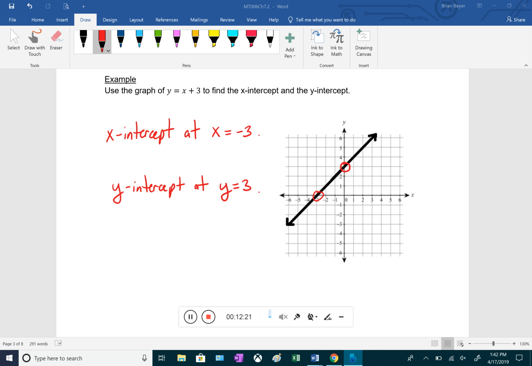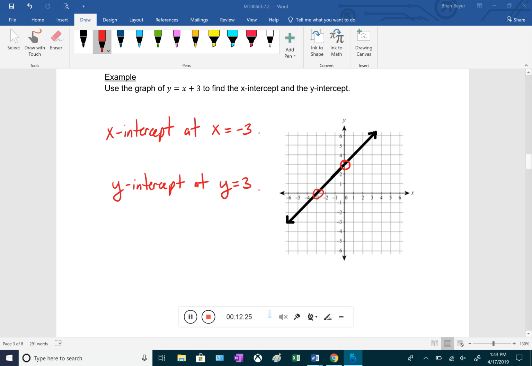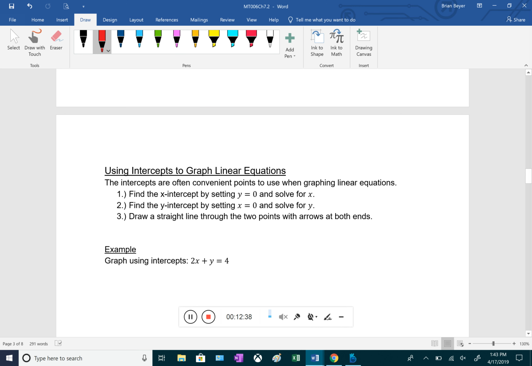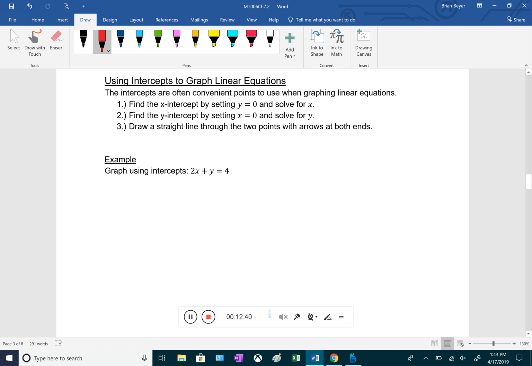So if we had an equation, which I believe we'll do in a second, to find the x-intercept, you can plug in y equals 0 and solve for x, and then vice versa for the y-intercept. So let's do that right now. Using the intercepts to graph linear equations. The intercepts are pretty convenient to use because we're plugging in zeros. Anytime you plug in 0, things simplify nicely.